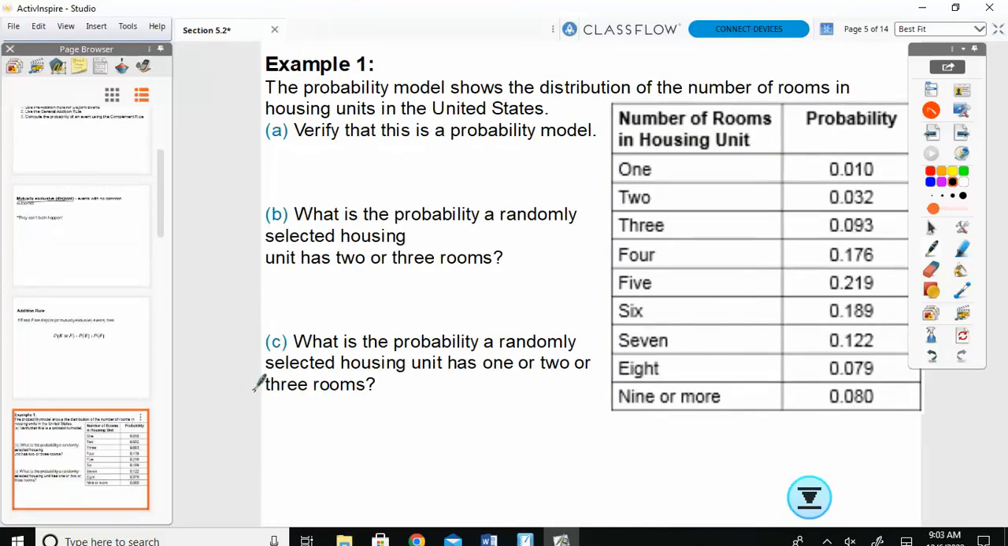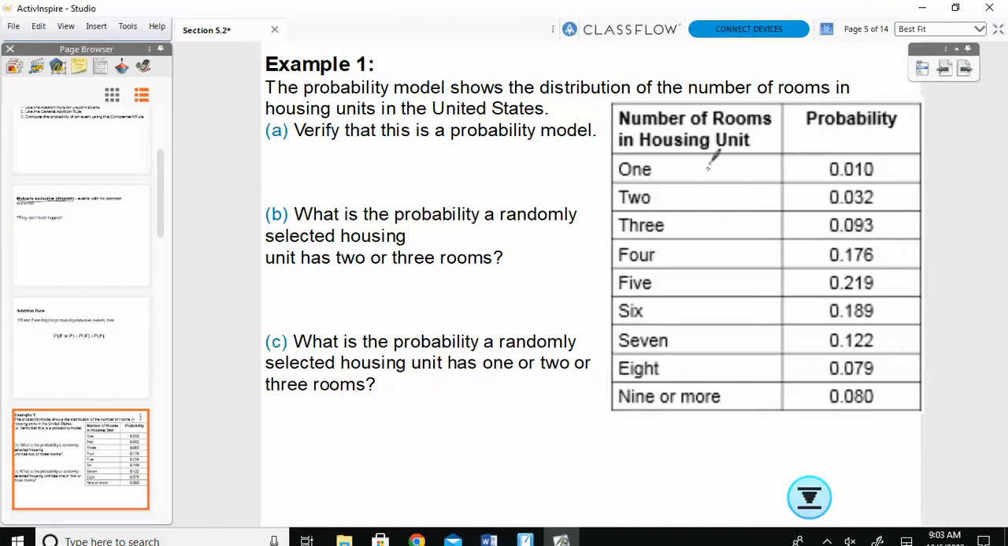I'm going to give you a probability distribution. It shows the number of rooms in a housing unit in the United States. So we can have these rooms, and can we agree that the number of rooms would be mutually exclusive? You can't have a housing unit that has both a total of 3 rooms and a total of 7 rooms. It's either 3 rooms or it's 7 rooms. There's no in between. So if I want to verify that it's a probability model, what do you have to do? 2 requirements.